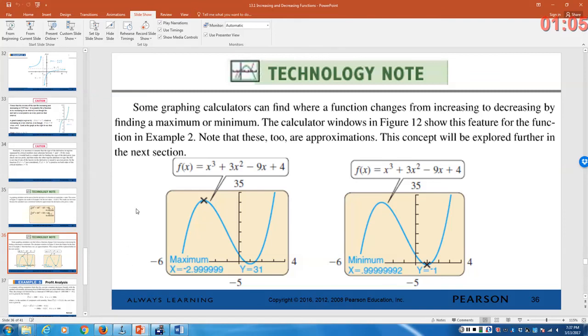And you can also find your maxes and your mins using the calculator. So when we do these, if you're trying to figure out if your critical numbers are right, you can always graph your function, as long as you can find your function using that zoom fit feature. You can graph it and find your maximums and minimums on the calculator and then make sure that matches with what you've got for critical numbers.